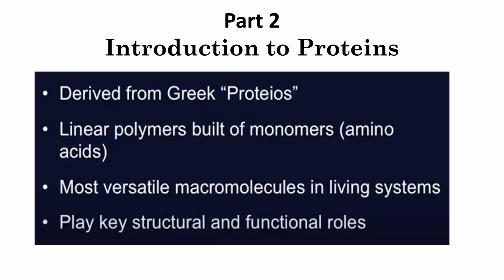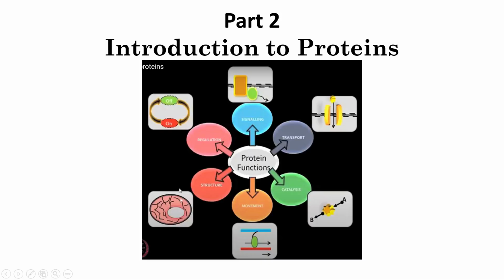So what is a protein? The word came from the Greek word proteos, and a protein is a linear polymer built of monomers, and the monomers are nothing but amino acids. It is the most versatile macromolecule present in the living system, and it has different roles. All these roles are played by proteins, like signaling, transporting, catalysis, and helping in making the structure of a cell. There are n number of different functions of a protein.